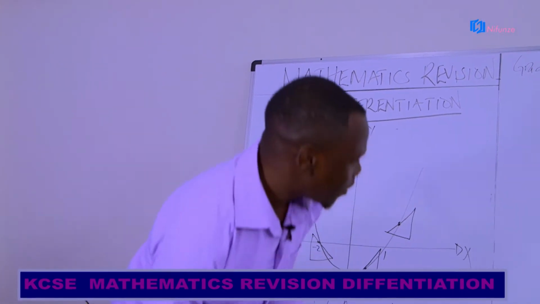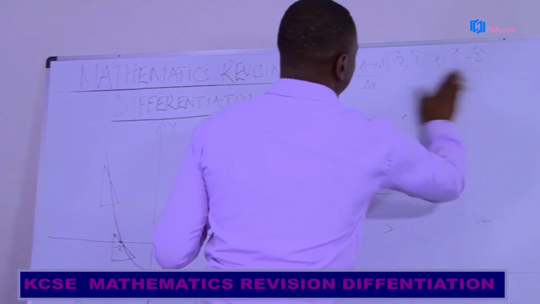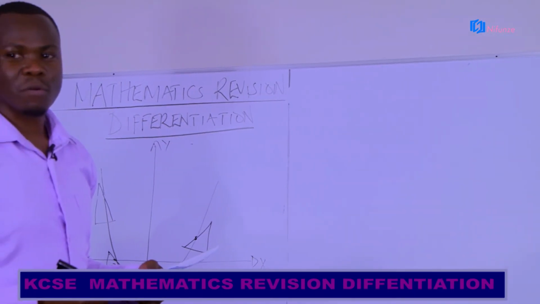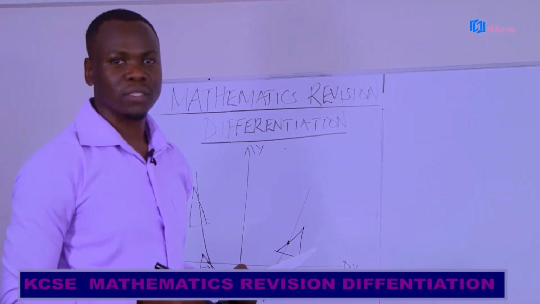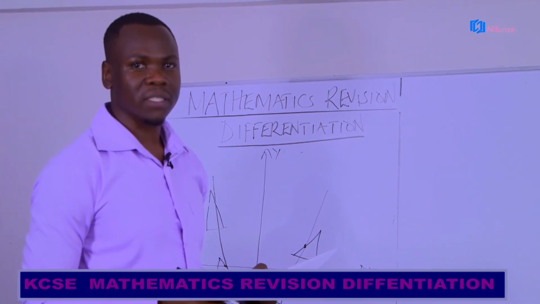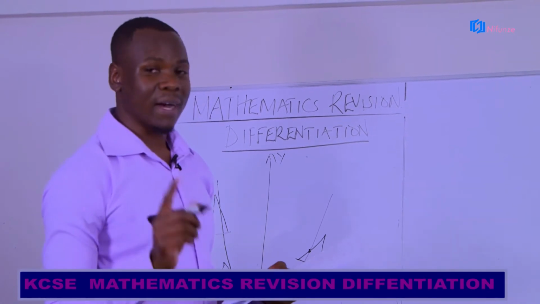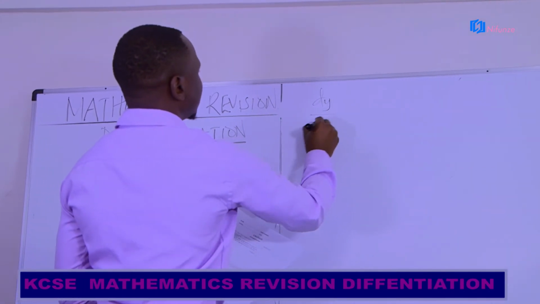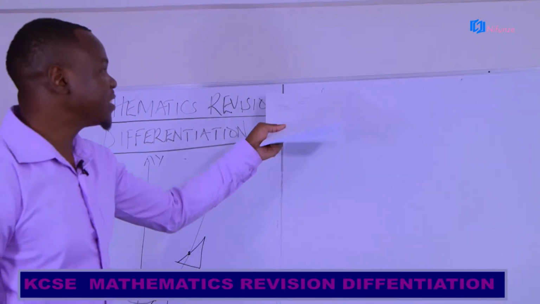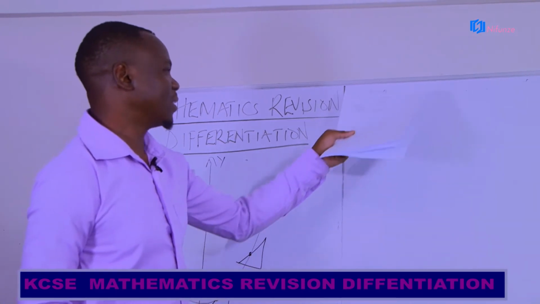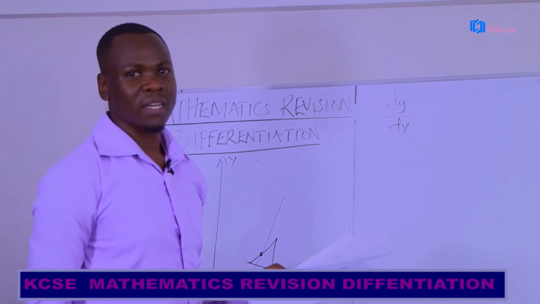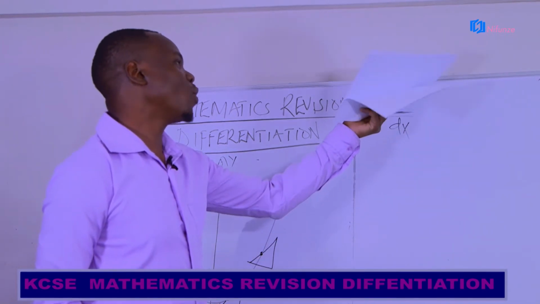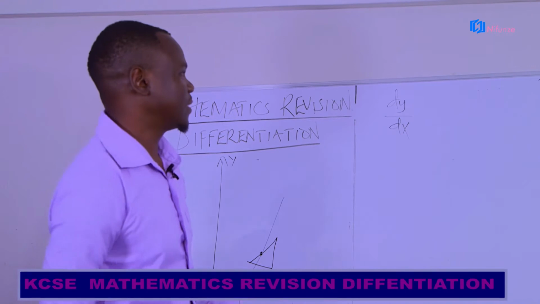Let's consider one case so that we can get it clearly. Differentiation has a formula which we apply so that we can find the correct gradient function. And it is denoted by dy over dx. So if you are told to find dy over dx, that's the same as differentiation. This means that you are differentiating y with respect to x.